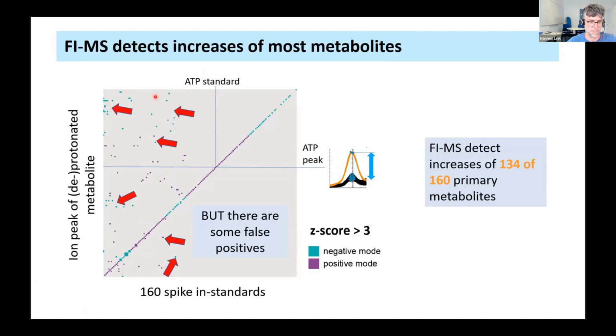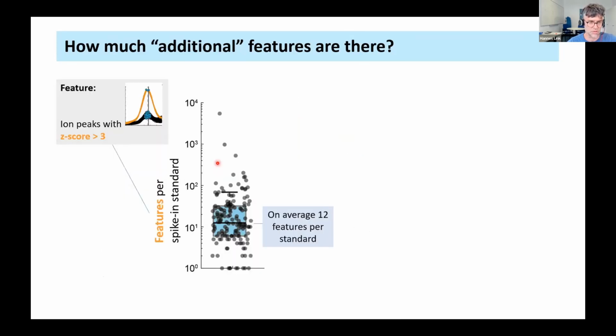You see also here, there are some false positives, right? So these are significant changes of the ion peak of a metabolite which don't match the standard. So obviously something is going on, and we looked into this in more detail. We looked, per spike-in standard, at how many of these significant features we detect for any ion peak, even one that is not annotated to a metabolite.